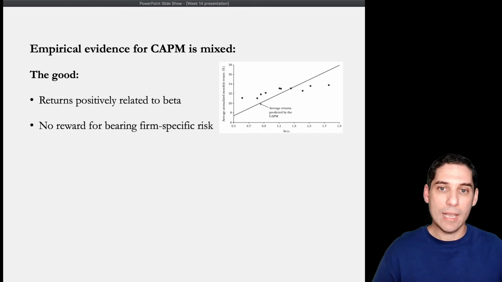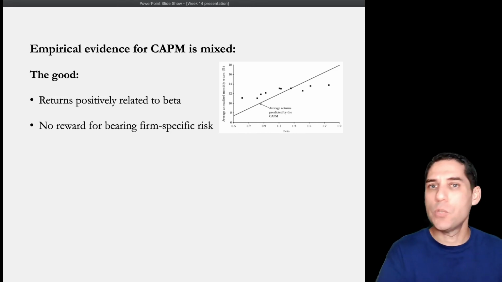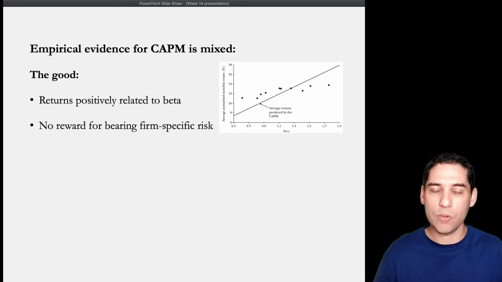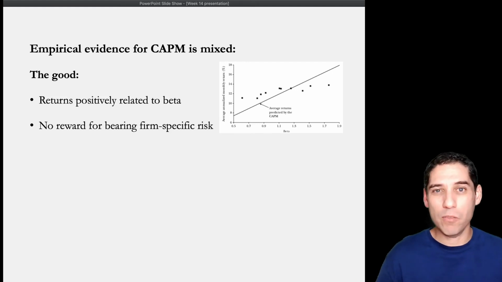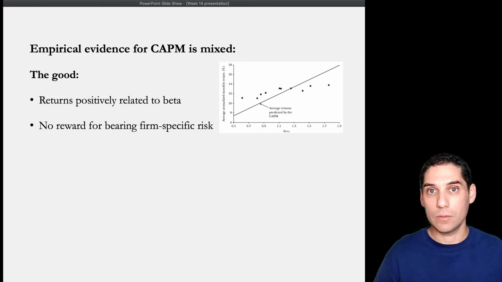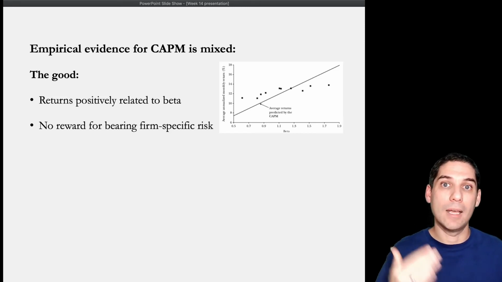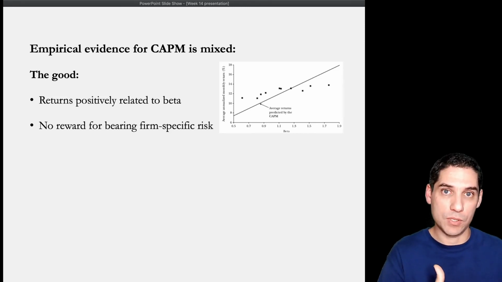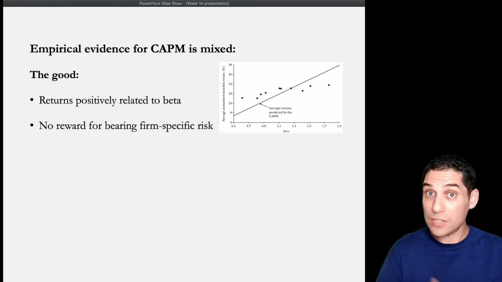Also, not directly from this, but from additional empirical evidence, there's actually no extra return earned for bearing greater firm-specific, idiosyncratic, diversifiable risk. So once you control for beta, once you take account of beta, firm-specific volatility is not relevant, or it does not come with higher returns. So that's also good, because a very important part of what CAPM says is that returns should be driven only by systematic risk, which is measured by beta, not firm-specific risk. So that's good as well.